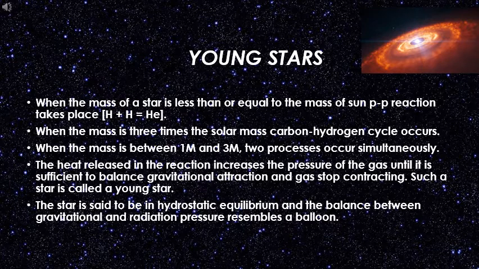The heat released in this reaction, which is like a controlled hydrogen bomb explosion, makes the star shine. This additional heat also increases the pressure of the gas until it is sufficient to balance the gravitational attraction, and the gas stops contracting. Such a star is called a young star. That is, for a young star, there is perfect balance between the gravitational pull inward and the radiation pressure acting outward. Then the star is said to be in hydrostatic equilibrium.